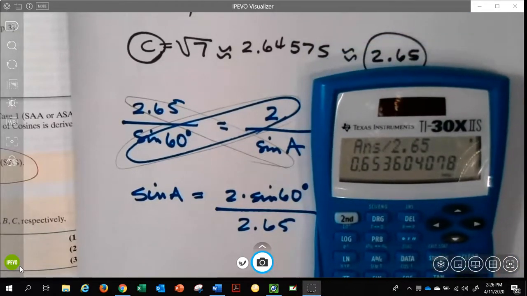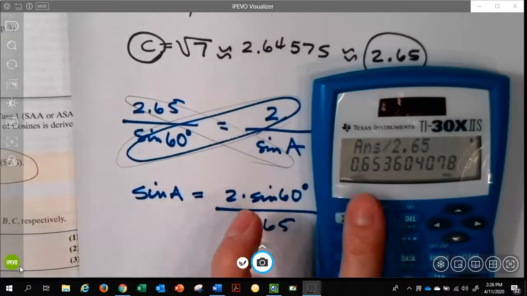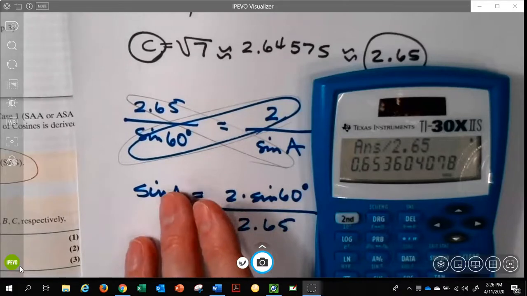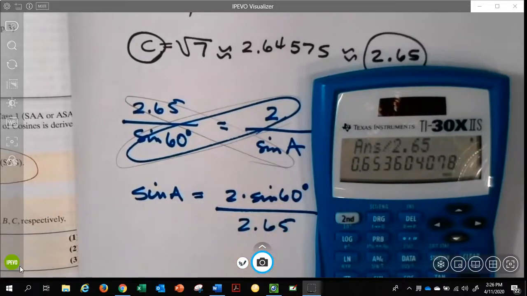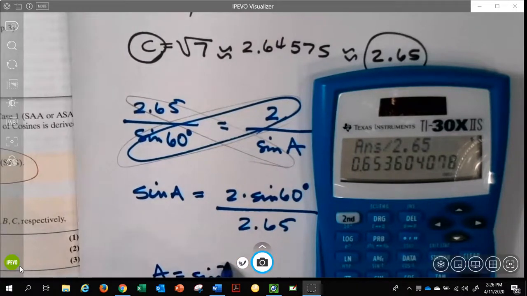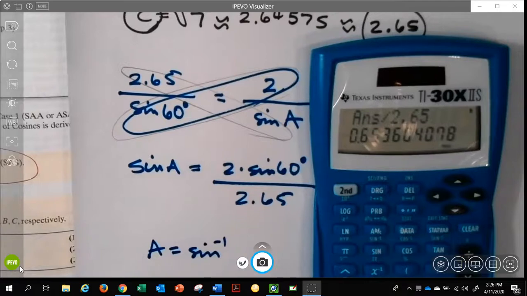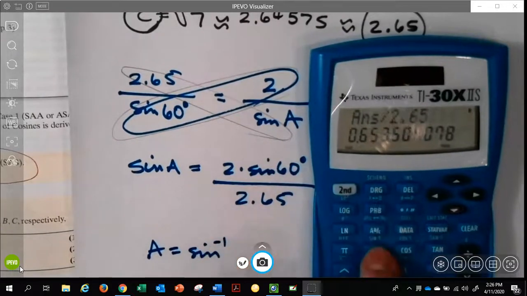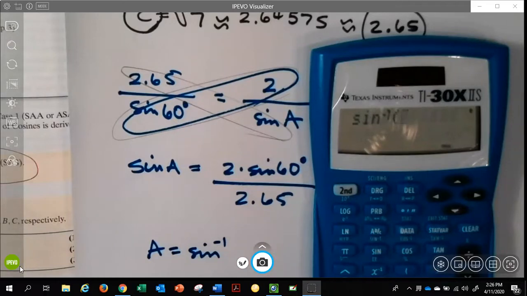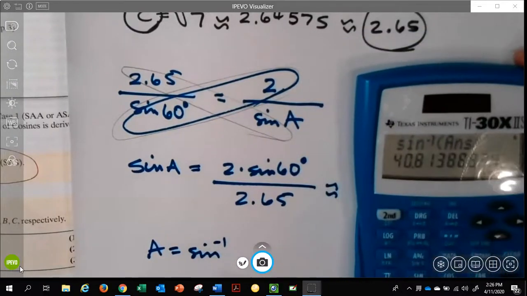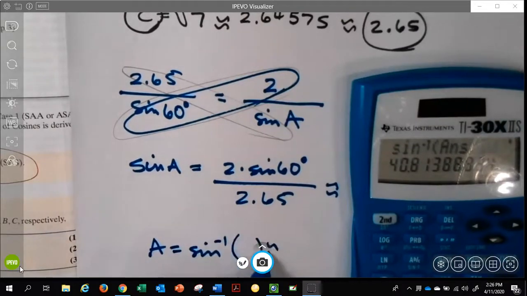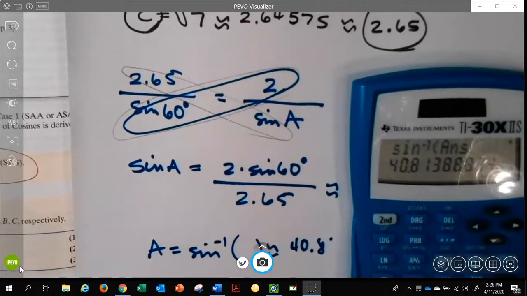Well, what I have in my calculator is the sine of some unknown angle. This is its sine. Well, I don't want the sine. I want to know the angle. So to do that, what it would be written as is my A is going to be the inverse sine of all of this on my screen right now. So I'm going to hit second sine, because that's how this calculator works. Yours may be more direct. I wish this one wasn't the way it is, but it is what it is. And so I'm going to tell it second answer, because that was what I just had on my screen. And when I hit equals, I get that my angle is about 40.8 degrees, because they're asking us to do degrees to the tenths.